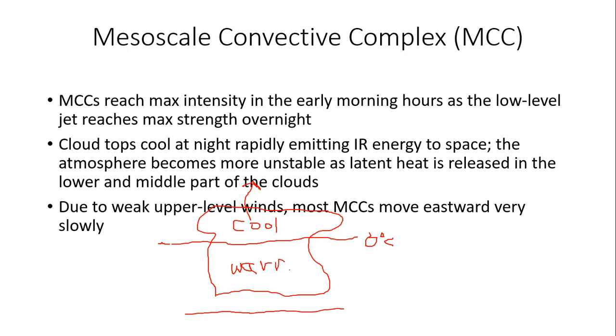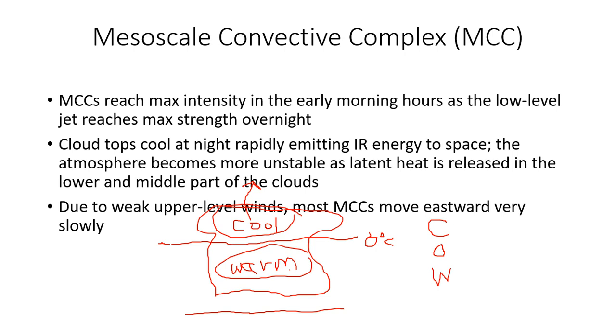You've got warm air at the bottom of the cloud and cooling air aloft: cooling cloud tops up here and warming temperatures in the lower and middle portion of the cloud. So cold over warm, and I talked about this in my last video, the COW, C-O-W. When you have colder over warm, that is unstable, and this is what keeps this thing alive at nighttime.